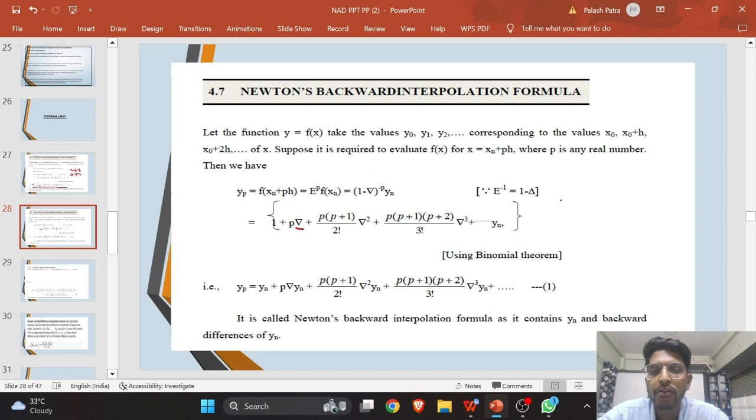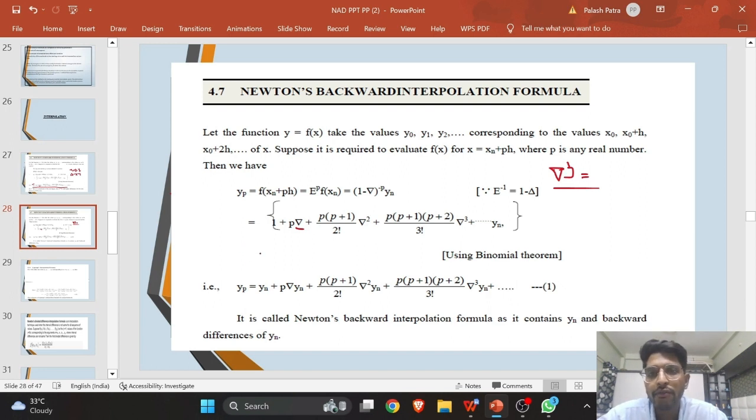The nabla operator is known as the backward difference operator. It is the upper value minus the lower value. For example, when we need to calculate nabla y3, it would be equal to the upper value minus the lower value in this range. That way we can calculate nabla in this case.